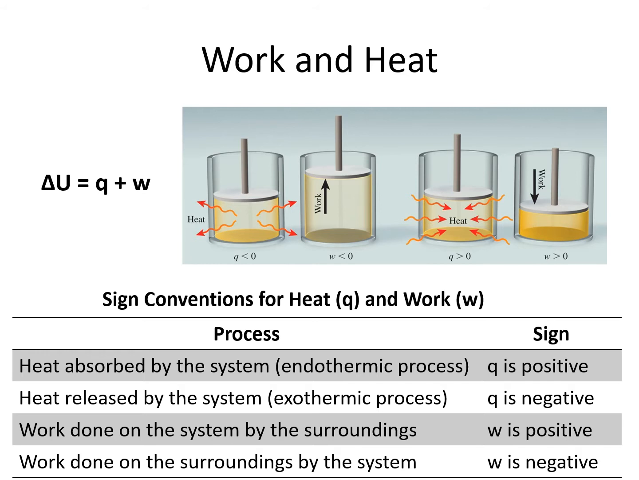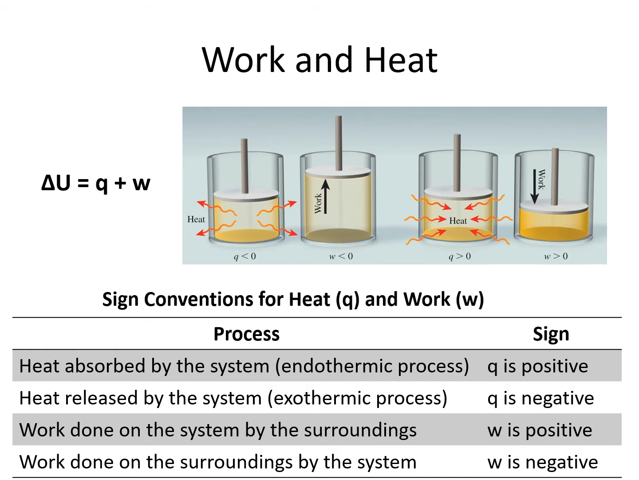We can have similar sign conventions for work. When work is done on the system by the surroundings, we give that a positive sign for W. So you can think of work as being added to the system. In this case, work is done on the system, so we give it that positive symbol. If work is done on the surroundings by the system, the system is doing the work. So the system is going to be sort of releasing work. Work is going out of the system, so we give it a negative sign.